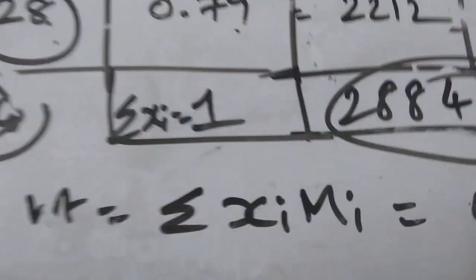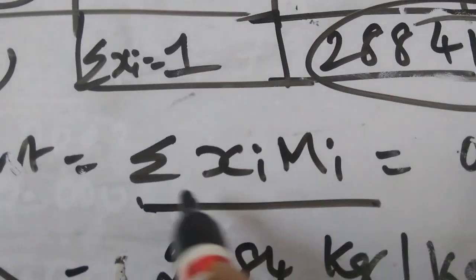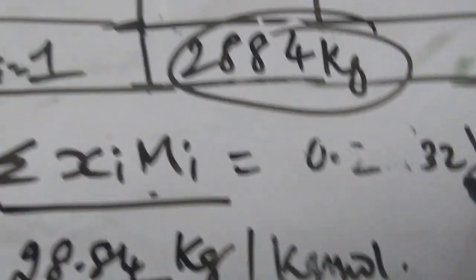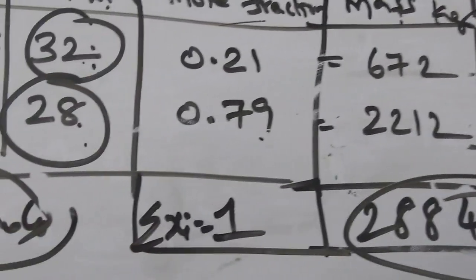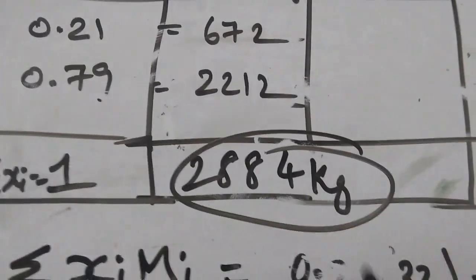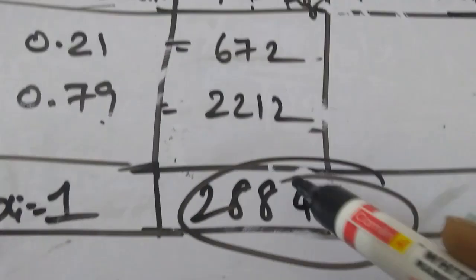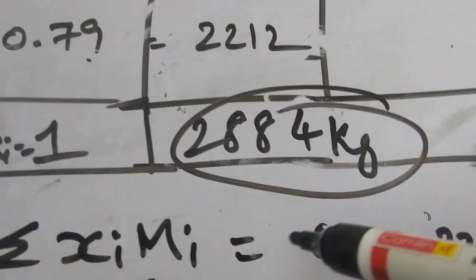So the molecular weight of air is 28.84. There are two ways we can do this. One is by summation of xi into Mi. The other way is to multiply to get the mass and then find the mass fraction.